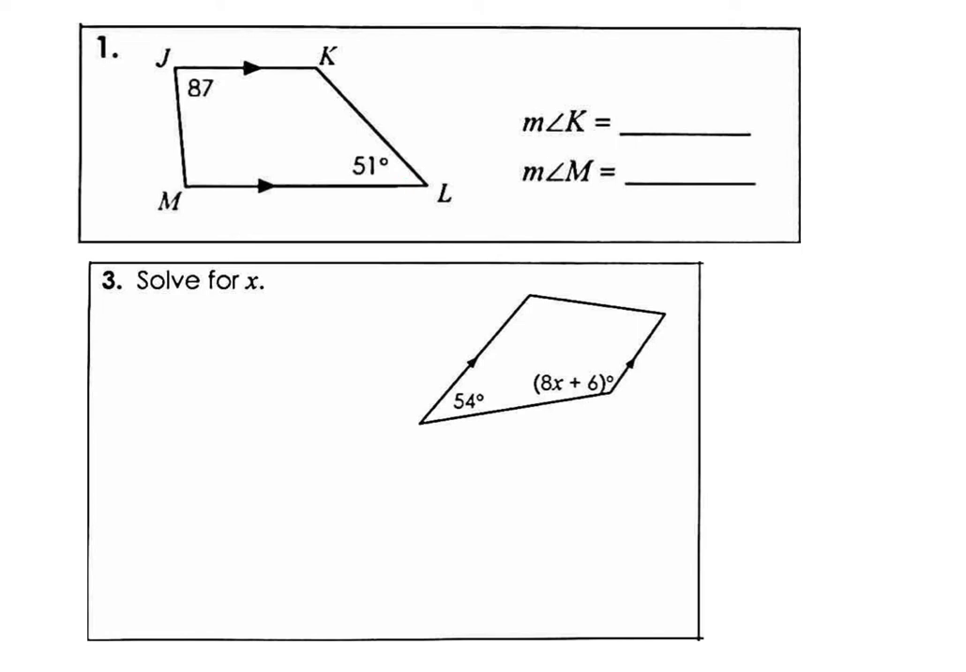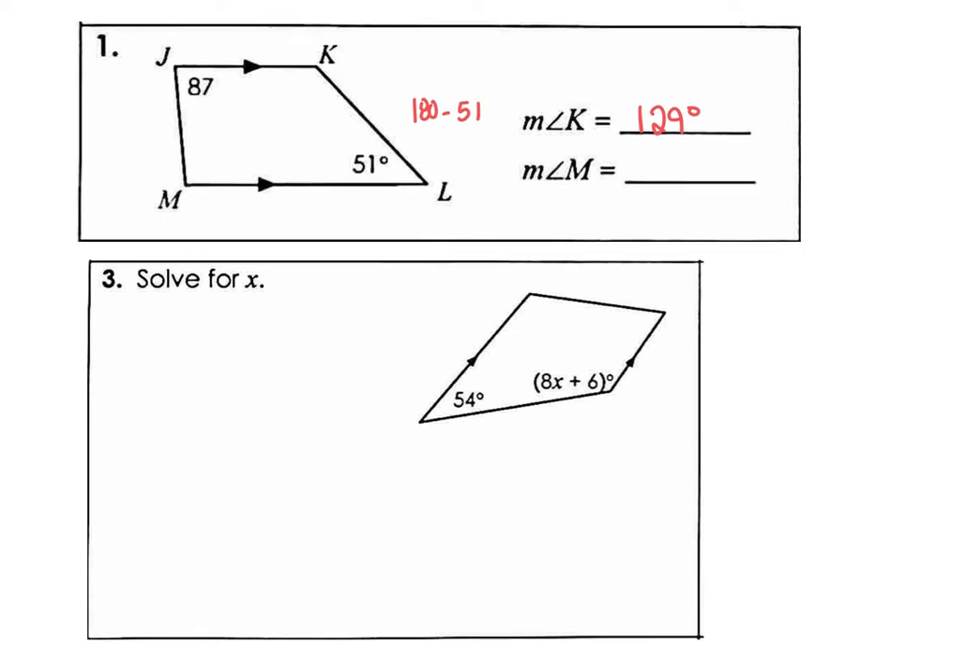So if they want K and we know L, all we have to do is subtract from 180. So we're going to say 180 minus the 51. And that's going to give us 129 degrees for K. So then if we want M, that is going to be supplementary to J. So we would say 180 minus the 87 degrees, and we would get 93 degrees for that. All right?